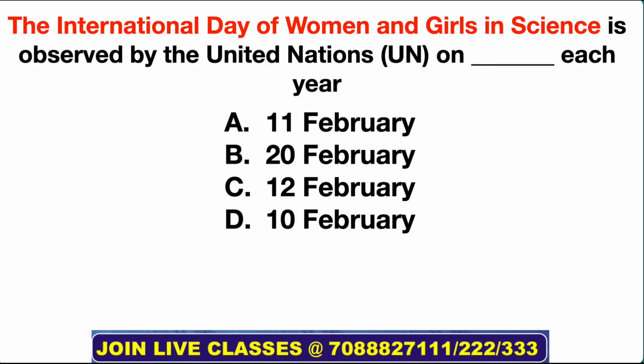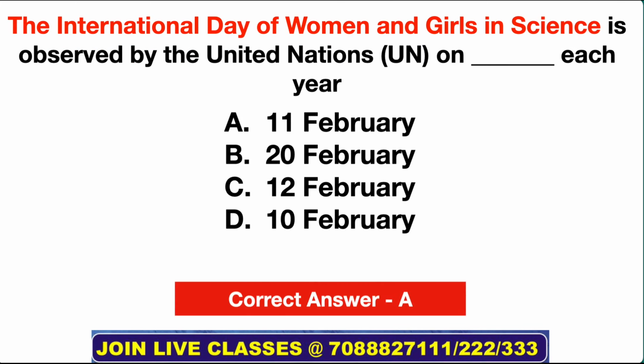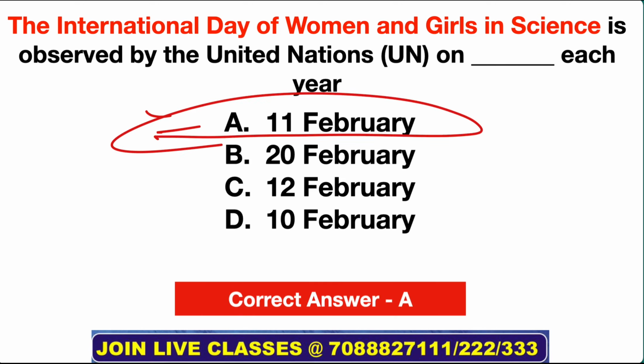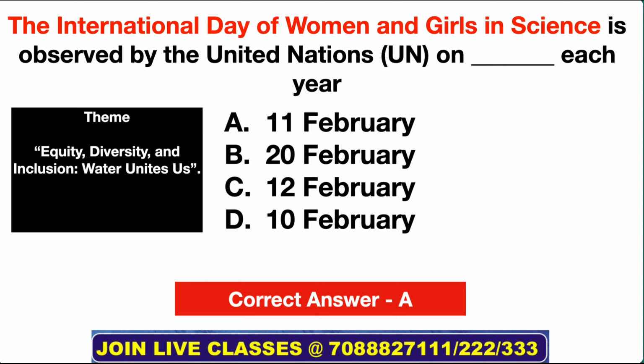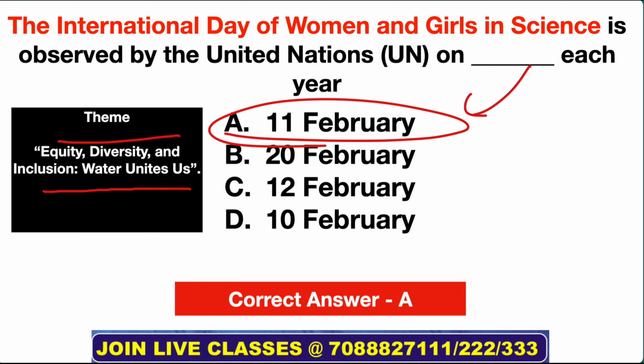The International Day of Women and Girls in Science is observed by the United Nations on? So the correct answer is 11th February. And what is the theme? The theme is, direct question, Equity, Diversity and Inclusion. Water unites us. This is the theme of International Day of Women and Girls in Science. This day is very important. You have to remember this day, okay? Because this day is observed by the United Nations and it is focused on the development of girls and women in the science sector.